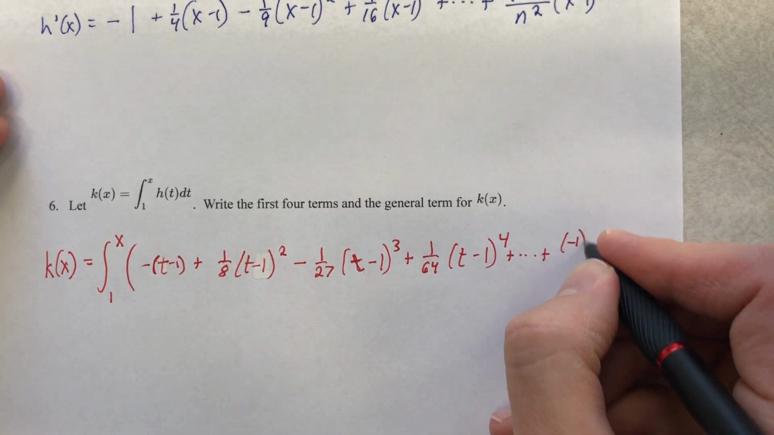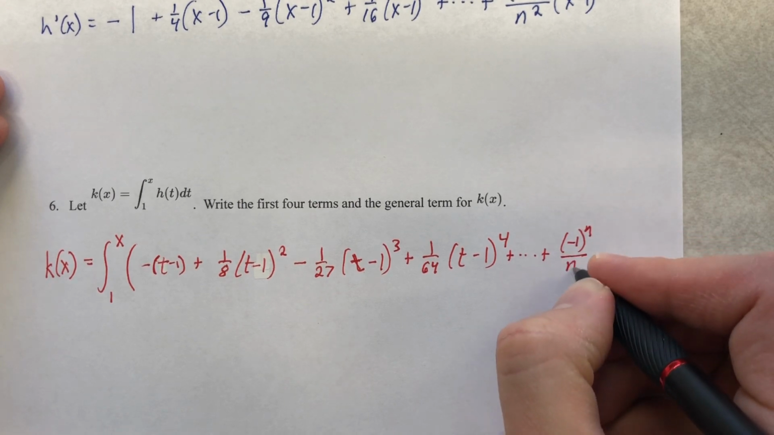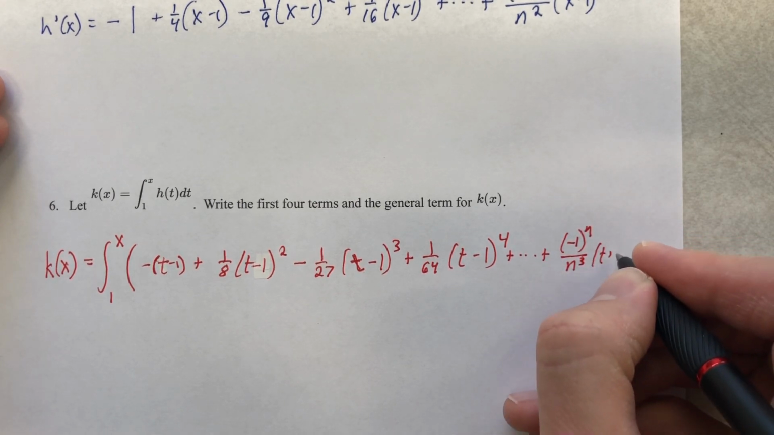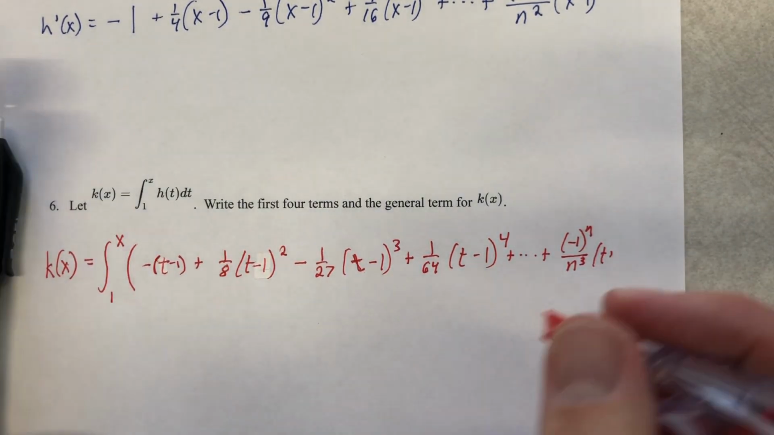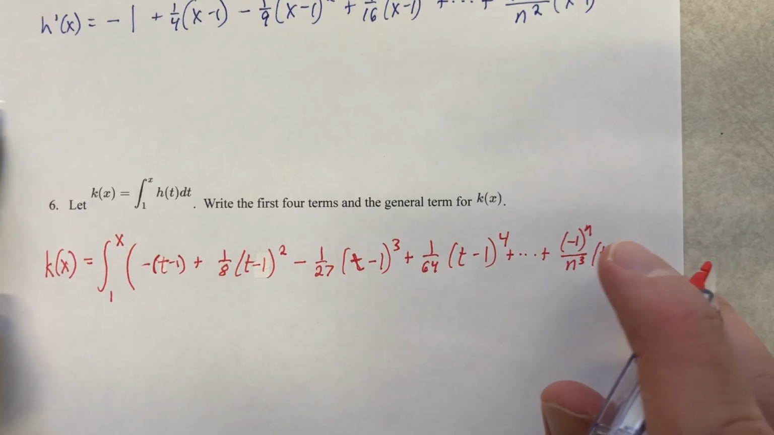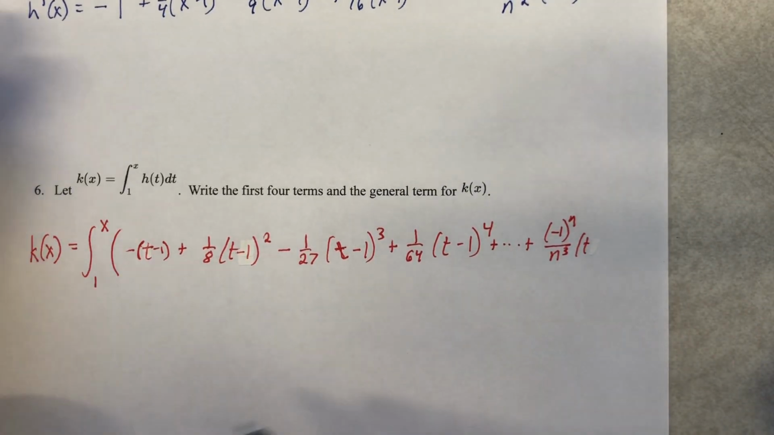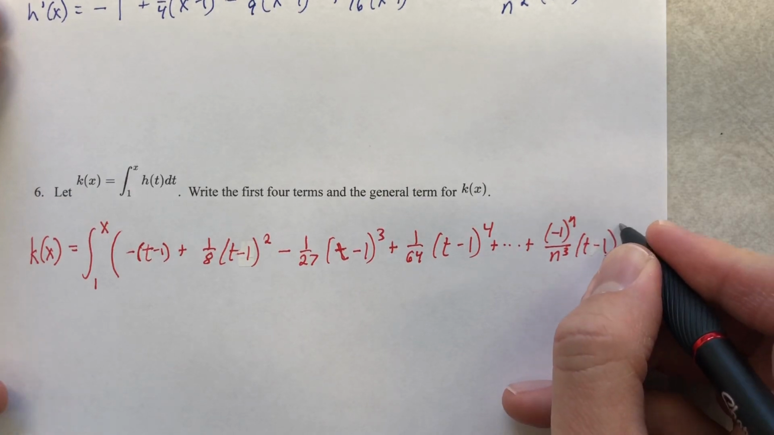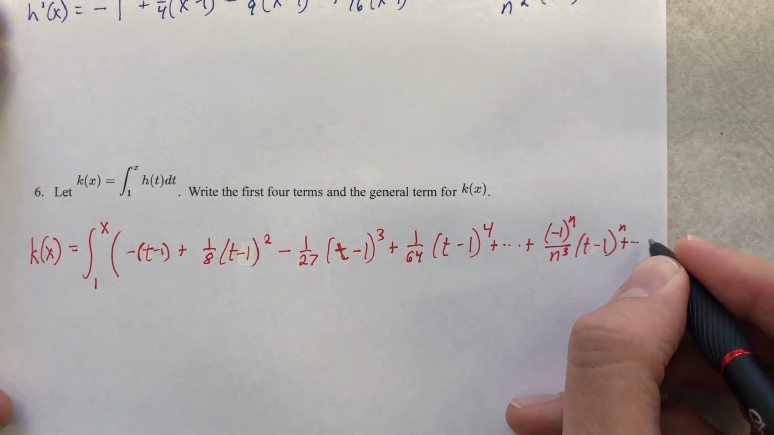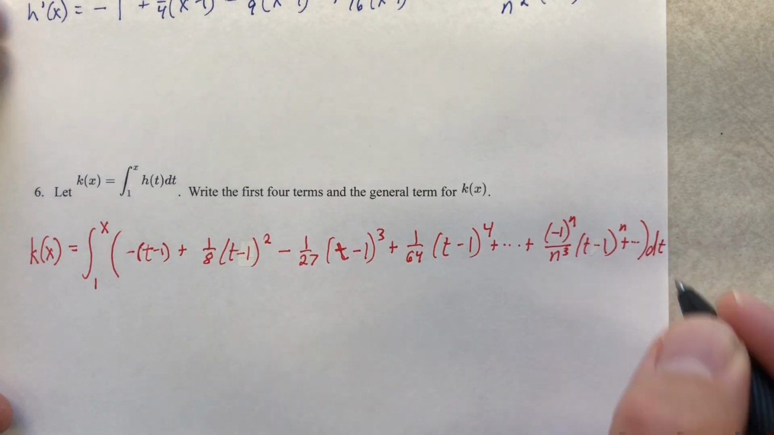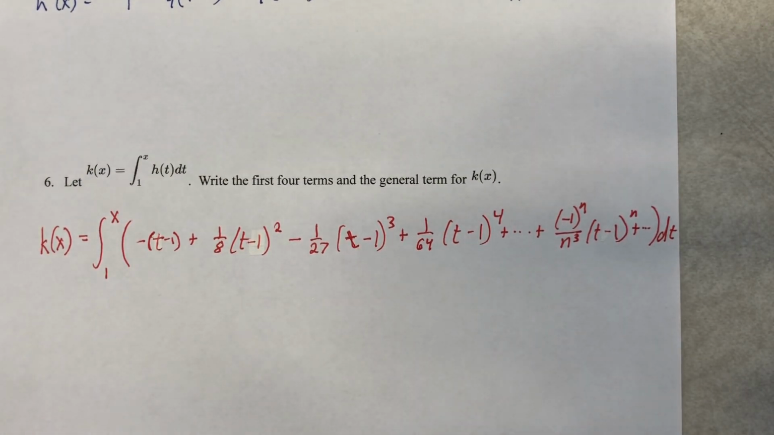And we have negative 1 to the n over n cubed, and then t minus 1 to the n plus ... All that integrated with respect to t. Wow, what a mess. What a mess, because x's and t's got mixed up.